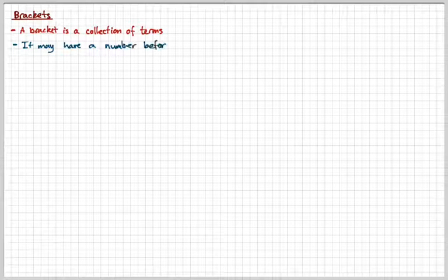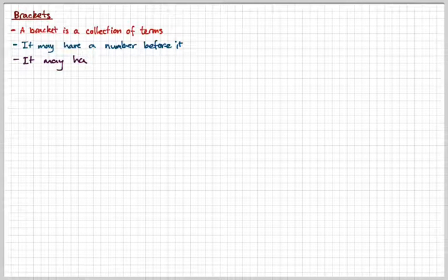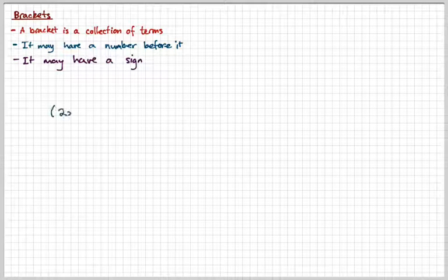It may have a number before it. Okay, so before the bracket there may be a number. It could also be a letter, but we're going to focus on numbers in entry. It may have a sign before the bracket as well. So here's a simple example. Inside this bracket we're going to have a collection of terms, 2x minus 3y plus 1. So we have a collection of terms within a bracket. The first term is 2x, the second term is minus 3y, and the final term is plus 1.